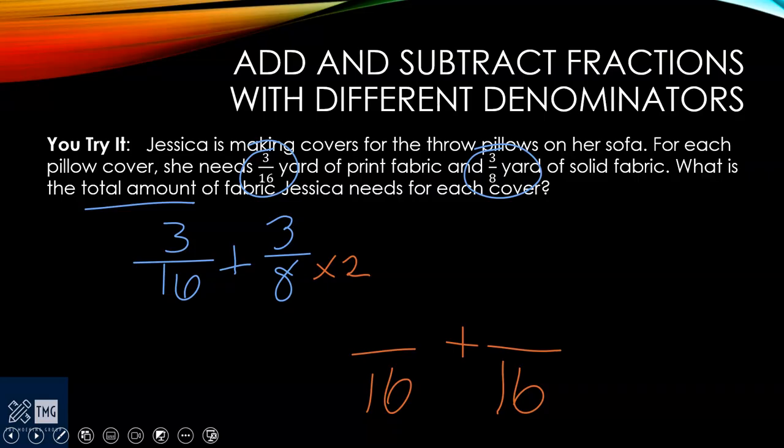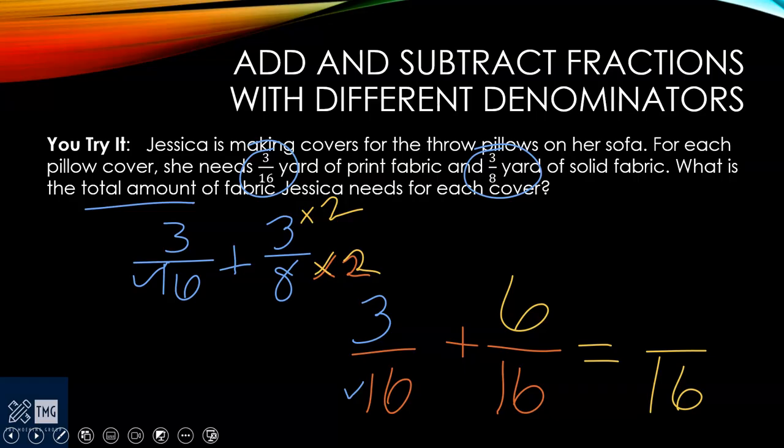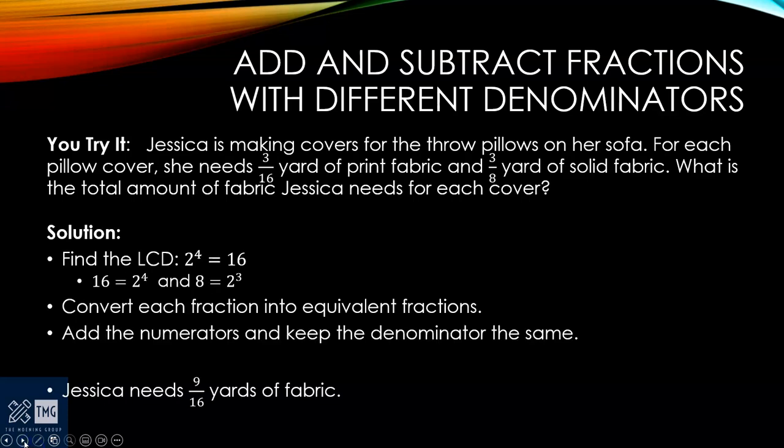The beauty of this is my first fraction stays the same. There's no change in the denominator, so no change in the numerator. In the second fraction, as mentioned, 8 times 2 gives me 16, so 3 times 2 gives me 6. Once my denominators are the same and I've made my equivalent fractions, 3 plus 6 is 9. So Jessica needs 9/16 yards of fabric for each pillow cover. Hopefully that helps you understand a little bit about adding and subtracting fractions with different denominators.